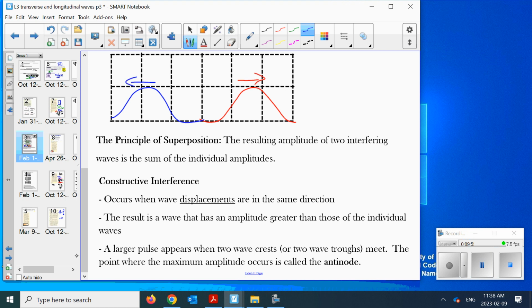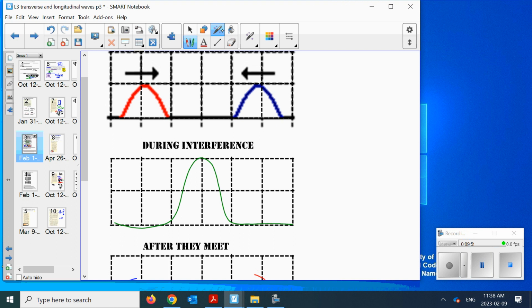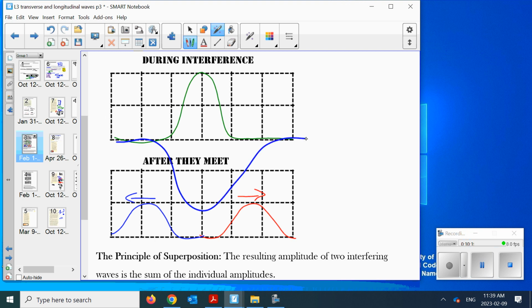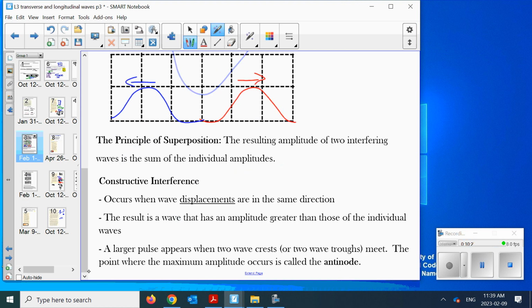Now, I had done the same thing, and instead of on the top side, I did two humps approaching each other on this side. What's going to happen? They'll still add together. So two negatives add: -1 and -1 add to be -2. So during the interference part, it would have been big like that, and then they just pass through afterwards, right? It works the same way. Positives add together, two negatives add together and make something larger. That's called constructive, building, right? Construction. Curves and displacements are on the same side, same direction. Two positives, two negatives. The result is a wave that has an amplitude greater than those of the individual. You can add it. A larger pulse appears when two wave crests meet, or, like I said, if they were down below, two troughs.